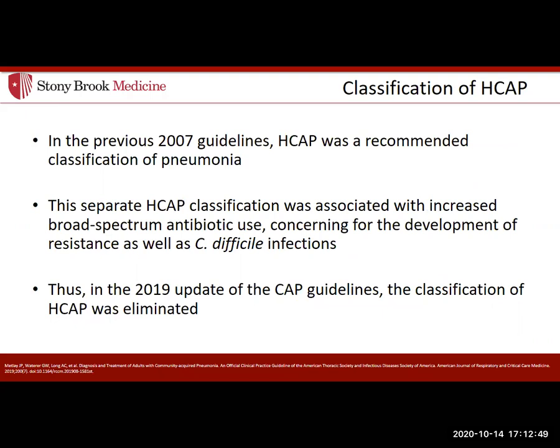In the old guidelines from 2007, HCAP was a classification of pneumonia that was recommended by the guidelines. However, in response to this release of the guidelines, we saw an increase in the use of broad-spectrum antibiotics without improved patient outcomes. So in using such broad-spectrum antibiotics, we worry about the emergence of resistance as well as the incidence of C. diff infections. So based on this low rate of improved outcomes, as well as concern for resistance and C. diff infections, the HCAP category was completely eliminated in the 2019 version of the CAP guidelines.